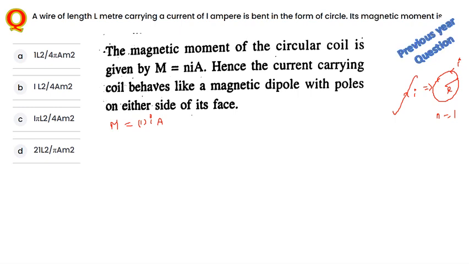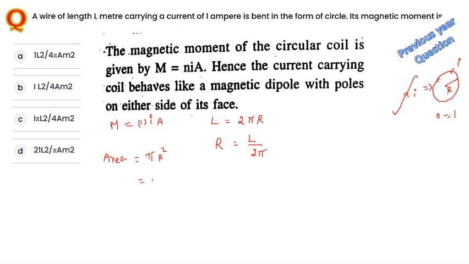Now listen here. In this case, the length of the wire, L, is made into a circle, so the length will be equal to the circumference of the circle. So L will be equal to 2 pi r. From here, the radius of the circle R is equal to L divided by 2 pi. Next, what is the area? The area of the circle, as you already know, is pi r square.